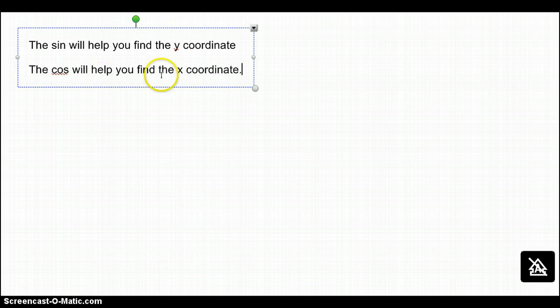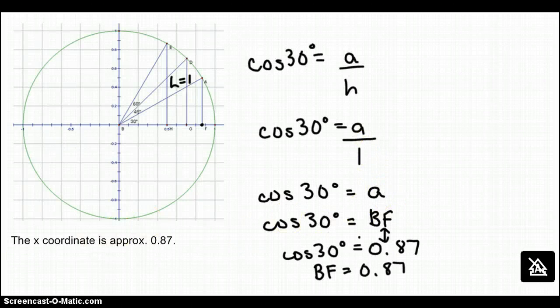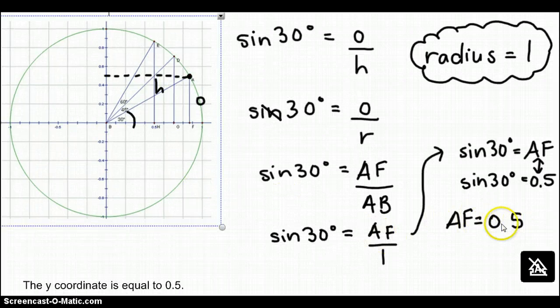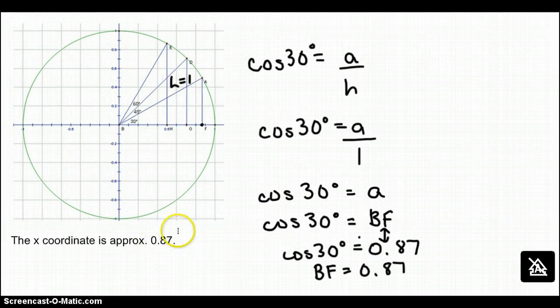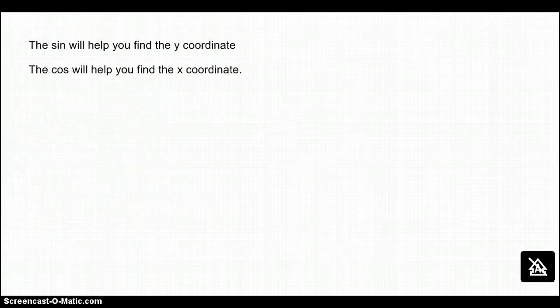Now, in the assignment, they're going to ask you to find the exact values. So you're not going to be able to give me 0.5, which is what we found over here, and you won't be able to give me 0.87, which is what we found over here, because we have the special triangles. So if I go back to those special triangles, that's where you're going to have to work to find the exact value. The special triangles that we had, just going to roughly sketch them.